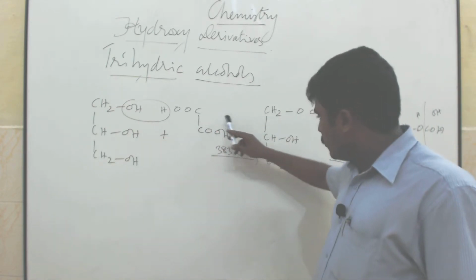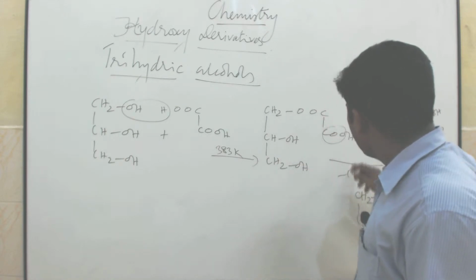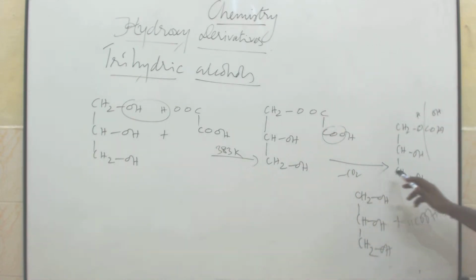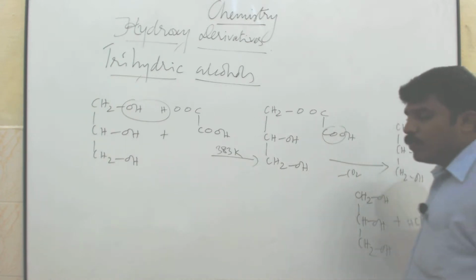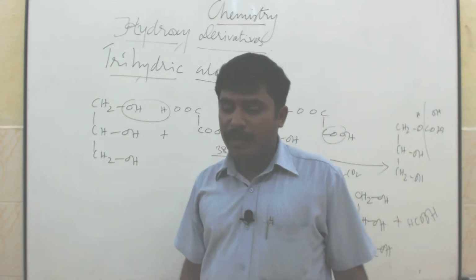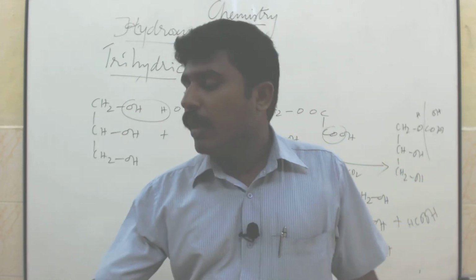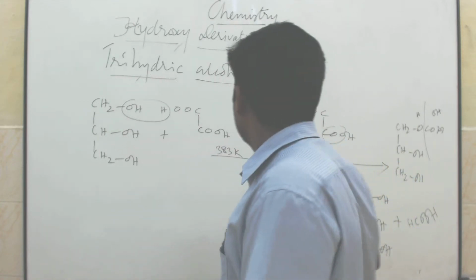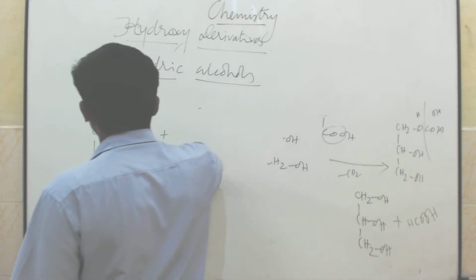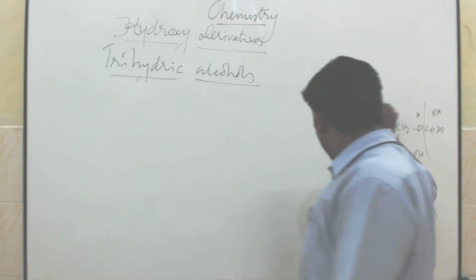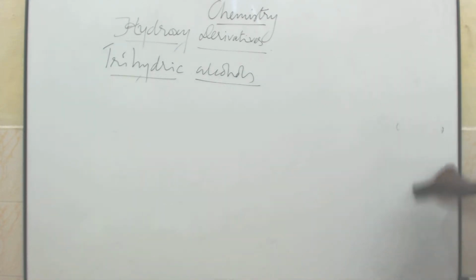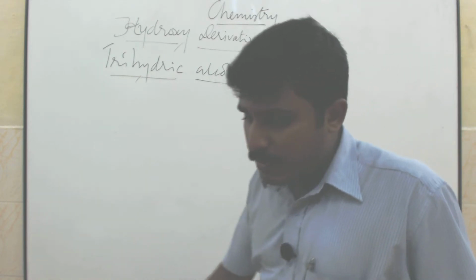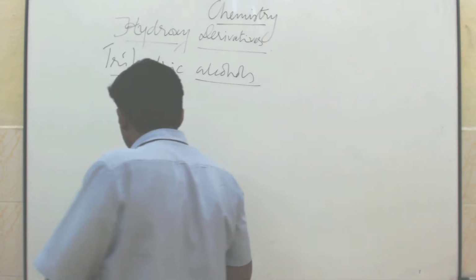Glycerol reacts with oxalic acid to form glycerol monoxalate. After that, decarboxylation reaction takes place to form glycerol monoformate. After that, hydrolysis reaction takes place to form glycerol, and formic acid is the product. And one more thing, glycerol reacts with oxalic acid to form one unstable compound, but this reaction takes place at 533 Kelvin.